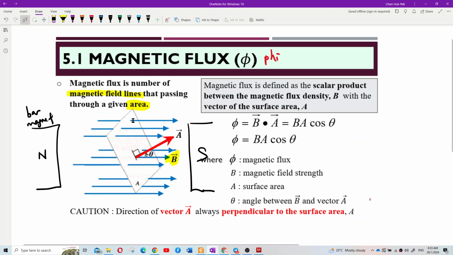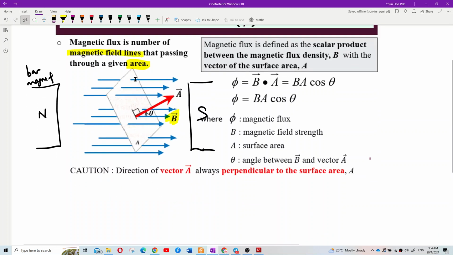So like you see here, how many magnetic flux lines are there? You can count the number of magnetic field lines passing through the area. 1, 2, 3, 4, 5, 6, maybe this one 7, 8. You see, got 8 lines. This one is not passing through the area, so this is not magnetic flux.